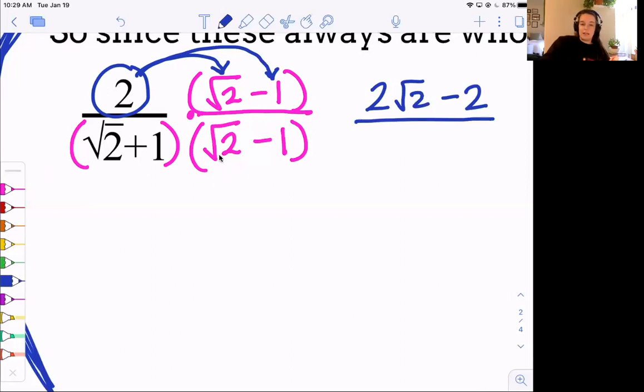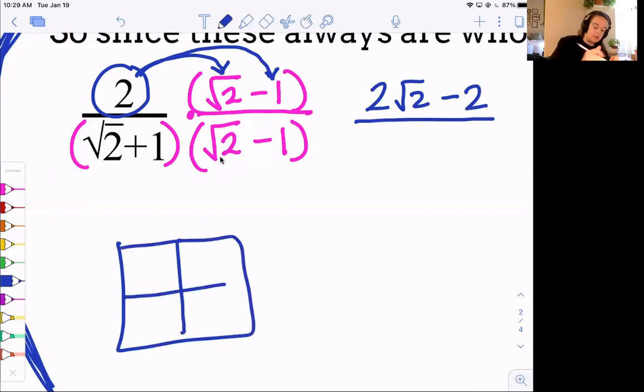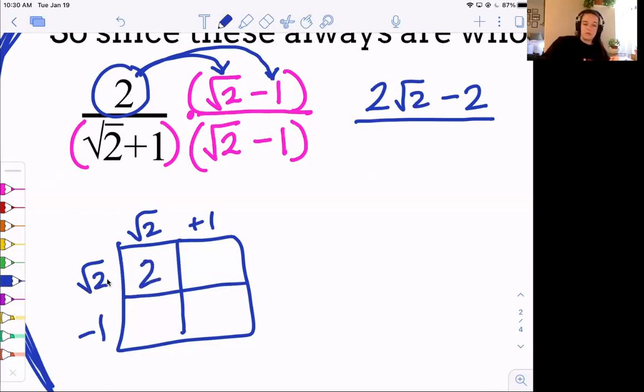My denominator, right? If you're fairly comfortable with the box, you can use the box. I'm sure some of us are starting to be able to do this in our heads. Feel free to keep doing that. For the sake of demonstration, I'm going to use this box here. Root 2 times root 2 gives me 2. Root 2 times 1 gives me 1 root 2. Negative 1 times root 2, negative root 2. And negative 1 times positive 1 is negative 1.